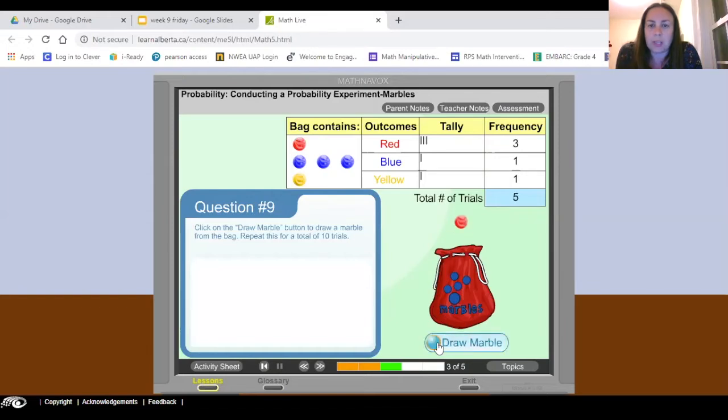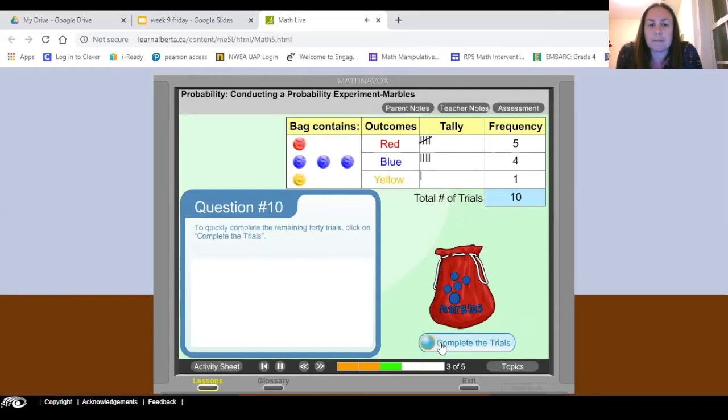All right, so we're halfway to 10, and it looks like red is more likely right now. Blue's catching up. Oh, red's pulling ahead. All right, so very close, but right now red has been drawn 5 times, blue 4, and yellow only once. All right, let's see what happens.